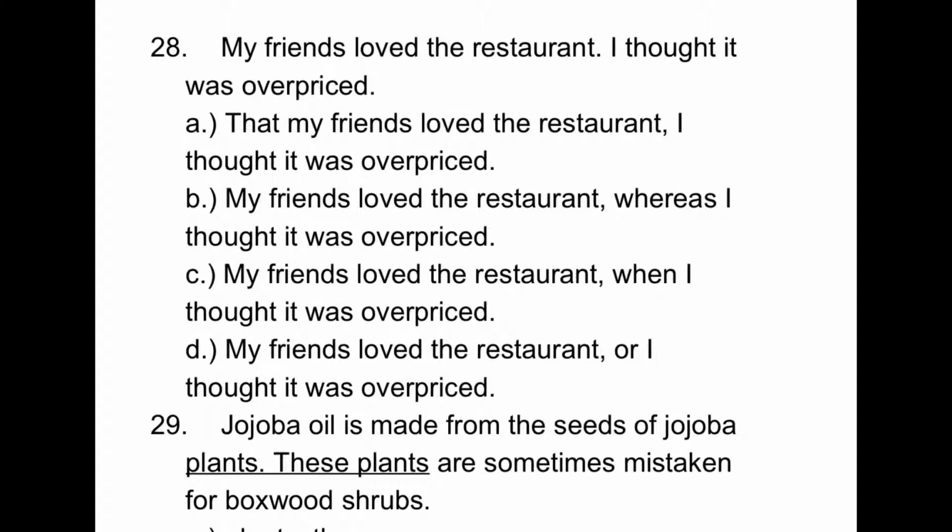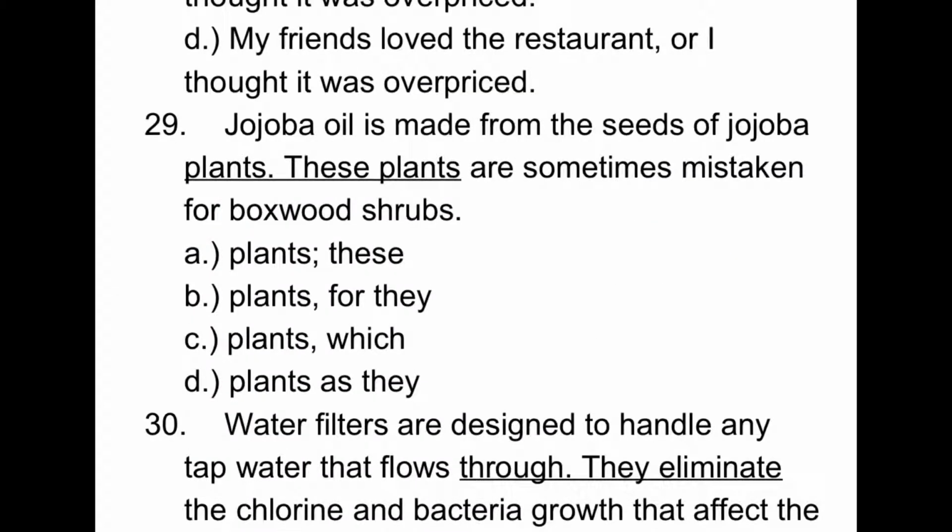28, my friends loved the restaurant, whereas I thought it was overpriced, showing the contrast between the two. B. 29, jojoba oil is made from the seeds of jojoba plants. And then we can say which instead of these plants. The relative clause describing the plants, avoiding the redundancy or unnecessary pronouns. Because if you have just the comma for they or no comma at all, then we have run-ons. Because we have complete sentences joined by commas alone.